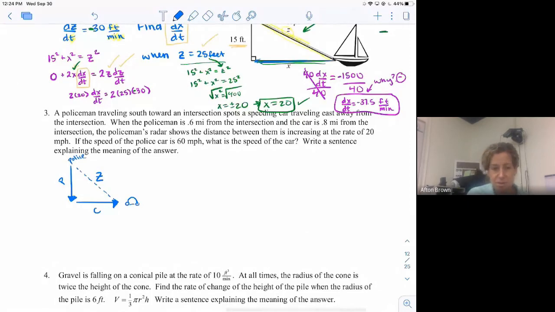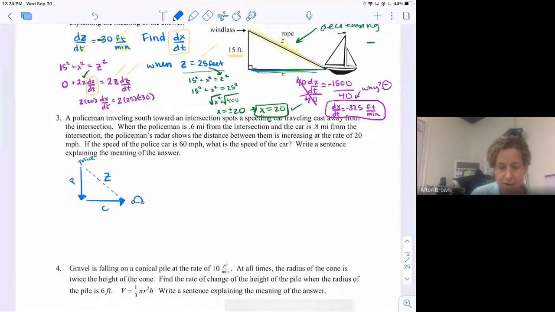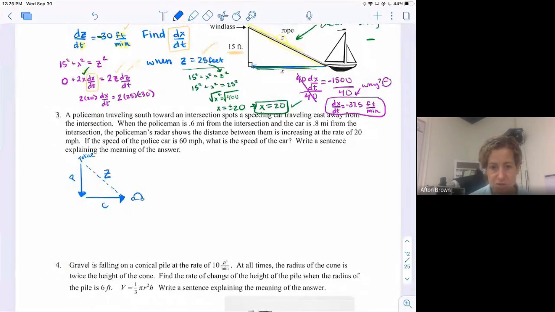Okay, so at least my picture, do you guys have something similar? So I like to use letters that remind me of what each side is. So I used P for the police car and C for the car. Okay, so I have the police, it said the police is traveling south towards an intersection. So I drew the arrow. I like to have arrows. I know that the police officer is driving in this direction.